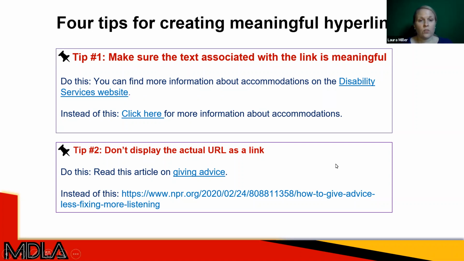Tip number 2 is don't display the actual URL as a link. If students are using assistive technology, often a screen reader, it might read all of the letters and all the characters in a link. So if you want to include a link, once again, use descriptive and meaningful text, such as "read this article on giving advice," instead of the article's URL, which is very lengthy.